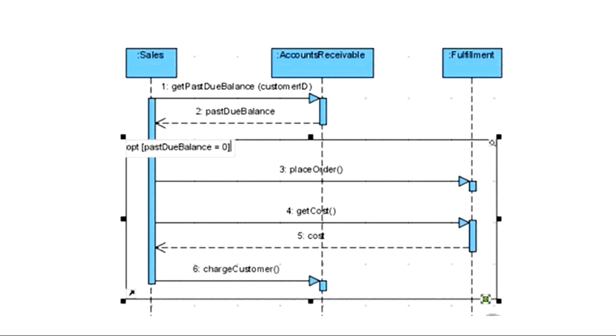For example, suppose the same example again, that this sales is first sending the message to the accounts that please tell me my due balance. Then the account replies him with his due balance. Then if and only if the due balance is 0, then these messages will be sent. 3, 4, 5, 6. These interactions will take place only when the due balance is 0. Otherwise, you will come from here to directly here.